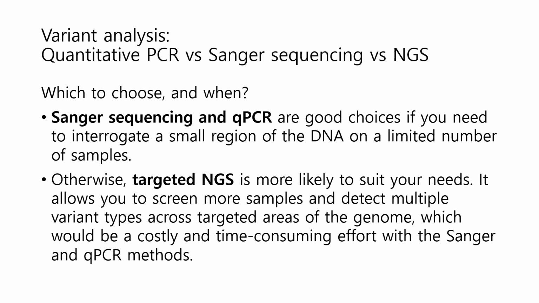Sanger sequencing and qPCR are a good choice if you need to interrogate a small region of the DNA on a limited number of samples. Otherwise, targeted NGS is suited to your needs because it allows you to screen more samples and detect multiple variant types across the targeted area.